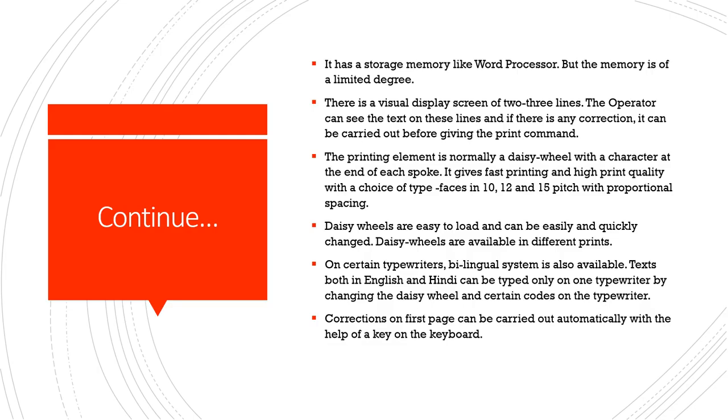Text can be formatted in both. It can be either in the English language or in the Hindi language, typed on the same machine with the help of electronic typewriter technology. Only daisy wheel rotation is required. The daisy wheel will solve the language problem. And correction of the first page can be carried out automatically with the help of the keyboard.